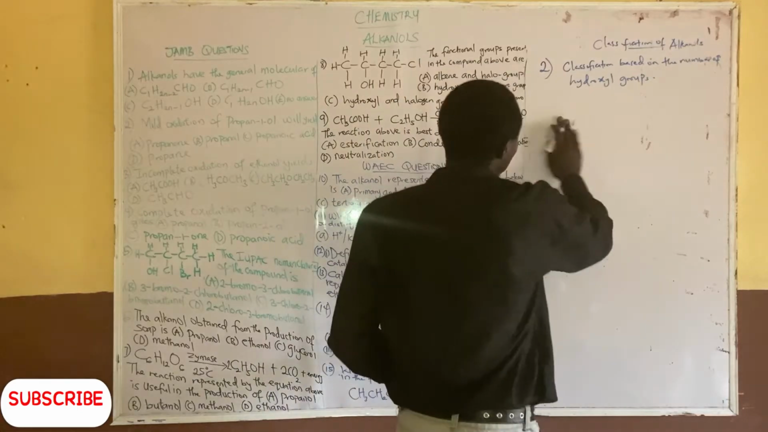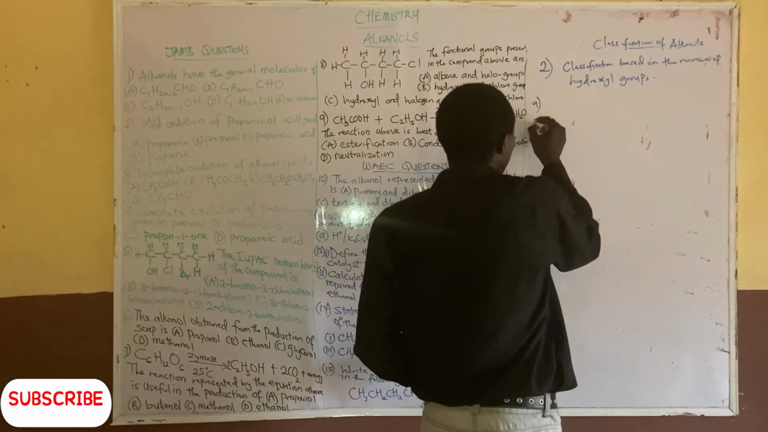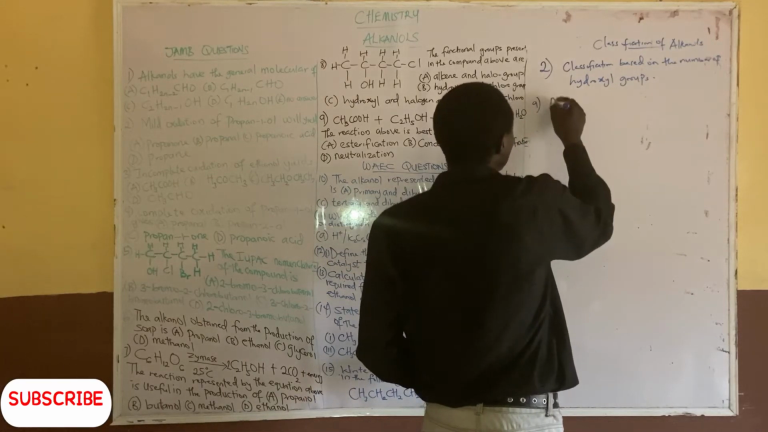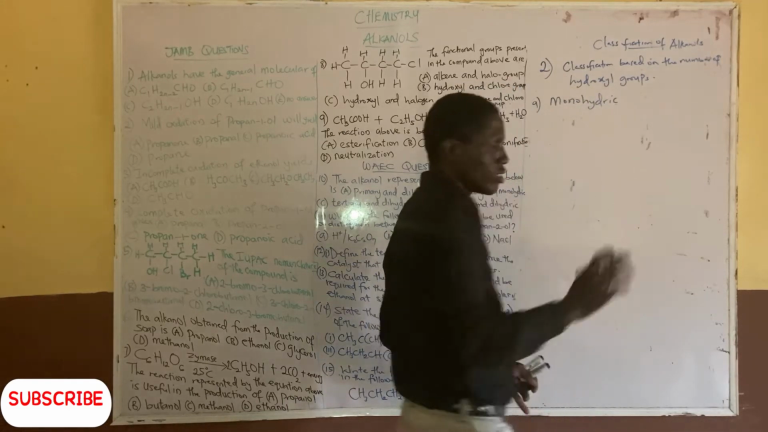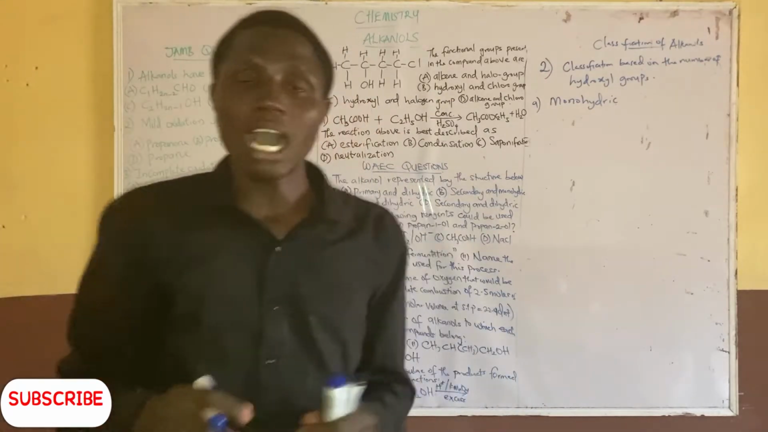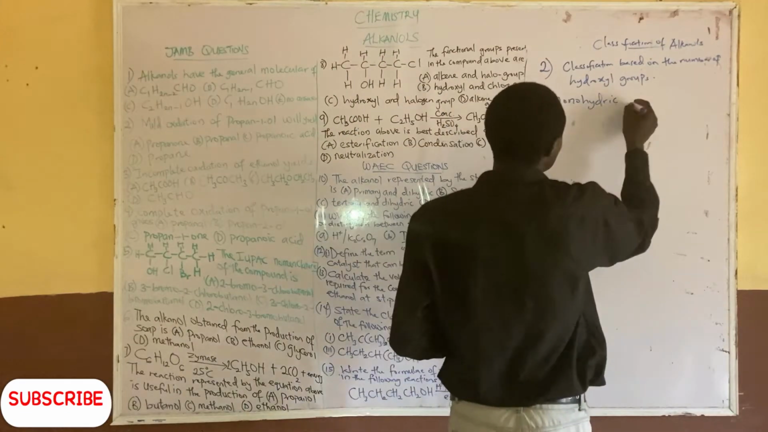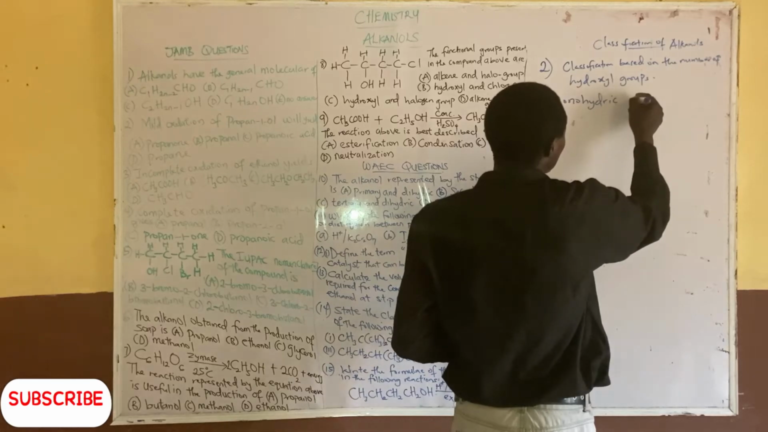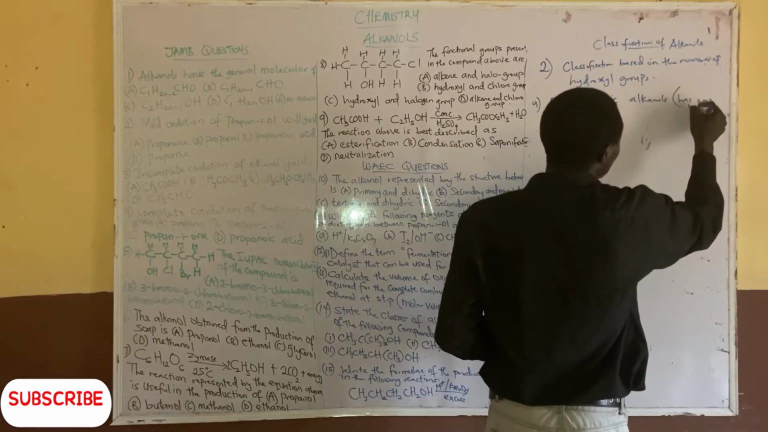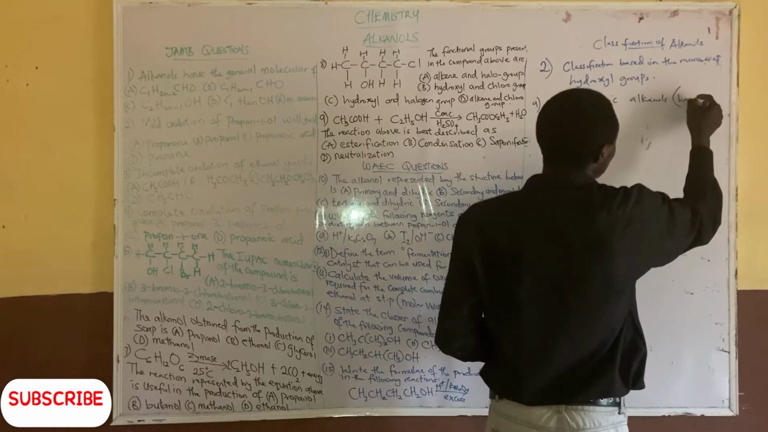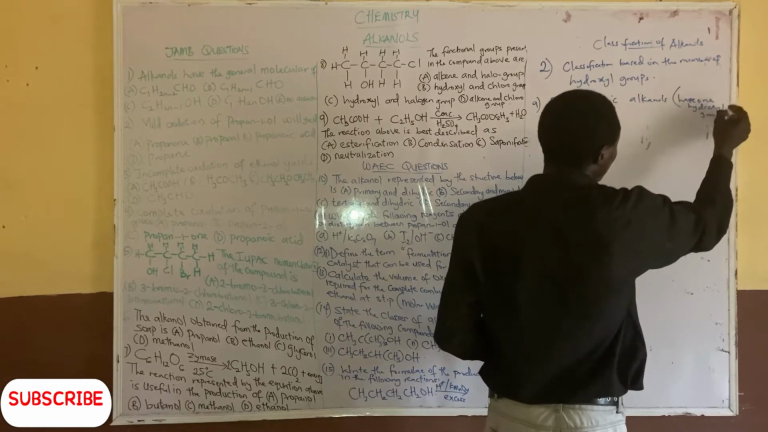So what do I mean by that? Based on this classification, we have 3 types of alkanol groups. We have the monohydric. Monohydric alkanols are a group of alkanols that contain one hydroxy group. They have one hydroxy group, that is, one OH.